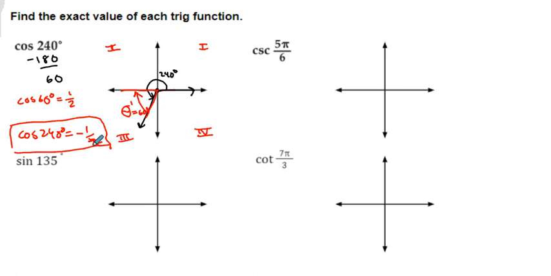So that is the process: find your reference angle, find the trig function of that, and then adjust it for what quadrant it's in, and that's going to give you your original value of what you want.